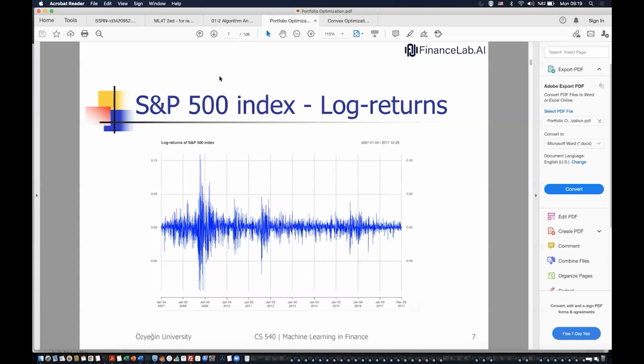And here we have the S&P 500 log returns. The S&P 500 is an index of the US market. If you look at this time series, starting from the beginning of 2007 and going up to the end of 2017, that's how the log return looks. If you notice, at the end of 2008 there was a big market crisis, and the market was quite volatile. That shows how the market looks.